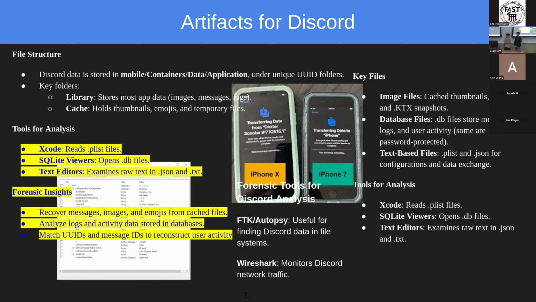And lastly, other key files are image files, with the same thing, using KTX snapshots, and database files, which store messages and log activity, and some are also password protected. Then lastly, text-based files. They also store plist files and JSON for configurations and data exchange.